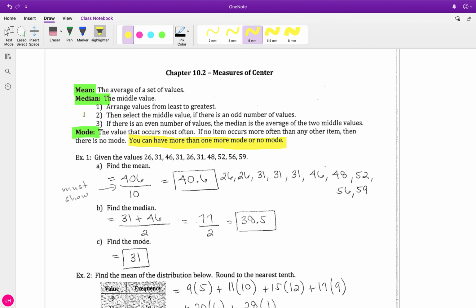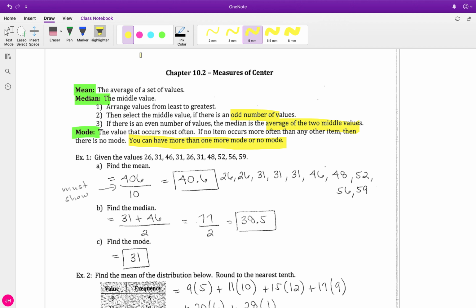Next, you learn how to find the median, which is most simply put the middle value. There are some steps to this one. We're going to put our numbers in order from smallest to largest, and from there, we're going to find the middle value. If the numbers are odd, it's really easy to find the middle because there's a middle. If the numbers are even, then we have to take the average of the two middle numbers. So we would add up the two middle numbers and divide by 2.